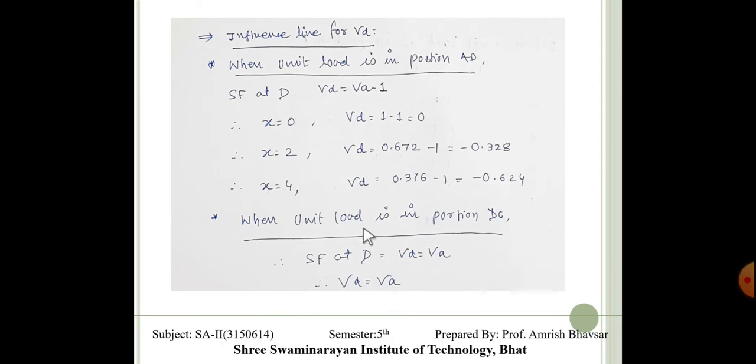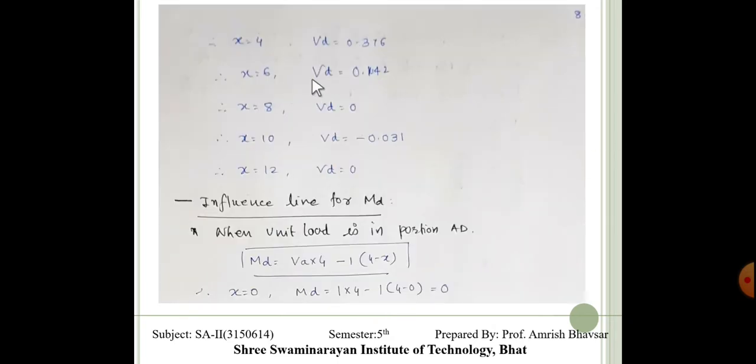But when our unit load is in the position of DC, then the shear force at D is VD is equal to VA. So we can calculate it directly. Now x is equal to 4, VD is equal to this much, x is equal to 6, 0.141, x is equal to 8, it is 0, x is equal to 10, VD is equal to minus 0.031, and it is 0. So now we have all the values regarding the shear for this section.